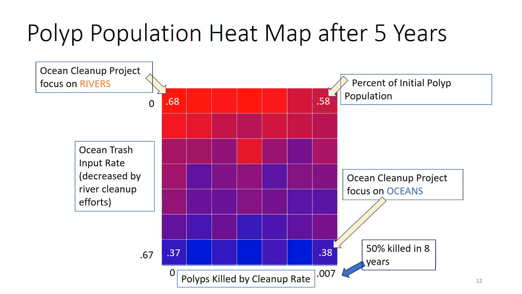In this graph, which is a heat map, along the bottom you have the rate of the polyps killed. We have anywhere from 0, where they're not killed at all, to a rate of 0.007, which is equivalent to 50% in 8 years. So it's a little bit less than that 50% in 5 years. On the vertical axis, we have the input rate. If there were more efforts put into decreasing the input rate, again, that could mean a lot of different things.